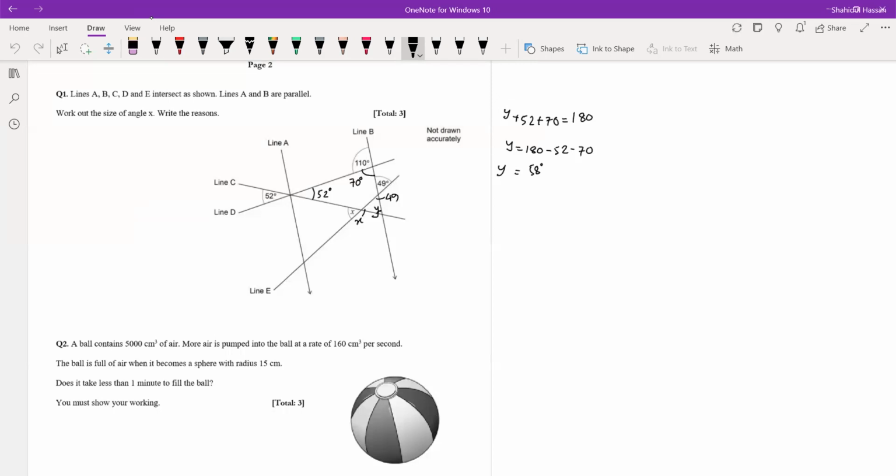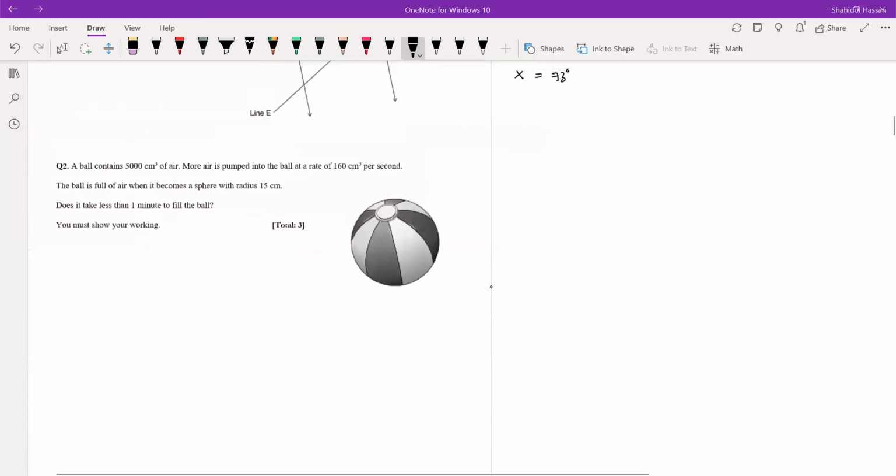Joseph, can you follow me? Yes, sir. Okay. Next, we are supposed to find the value of X. We can write X plus 58 plus 49 should be equal to 180 degrees. So X should be equal to 180 minus 58 minus 49. So what is the value of X? 73. 73 degrees. That's how we do the first problem. Let's go to the next one.